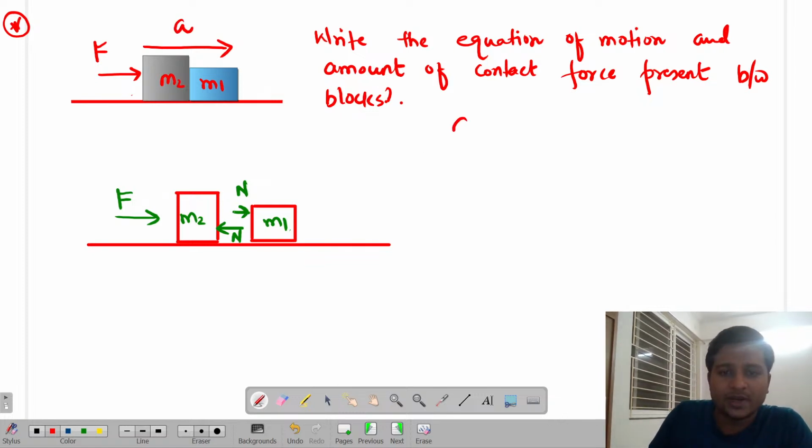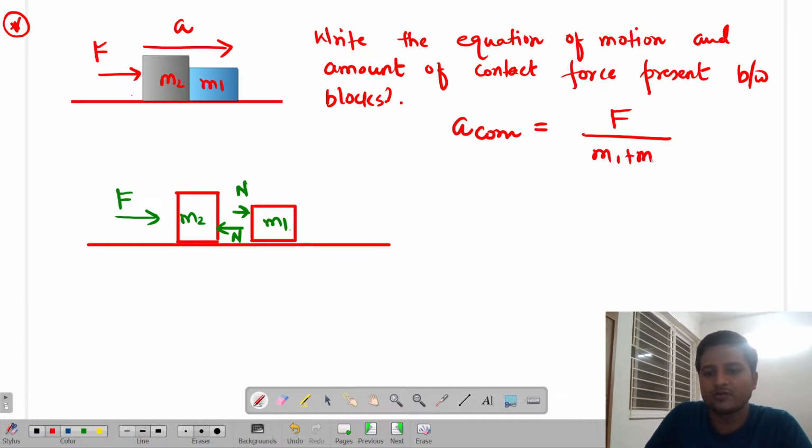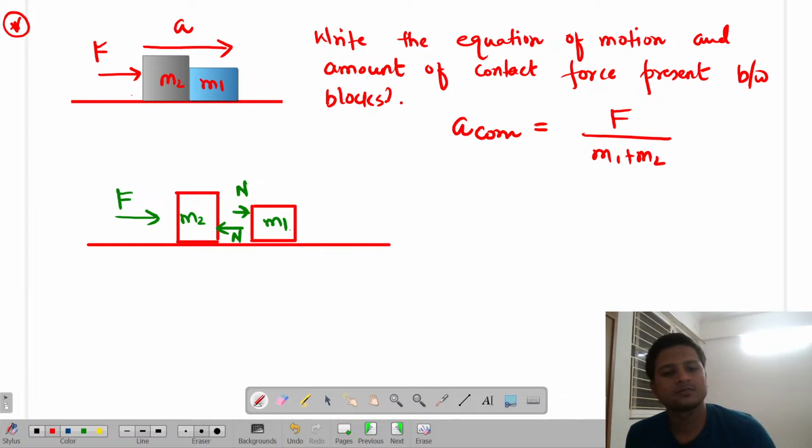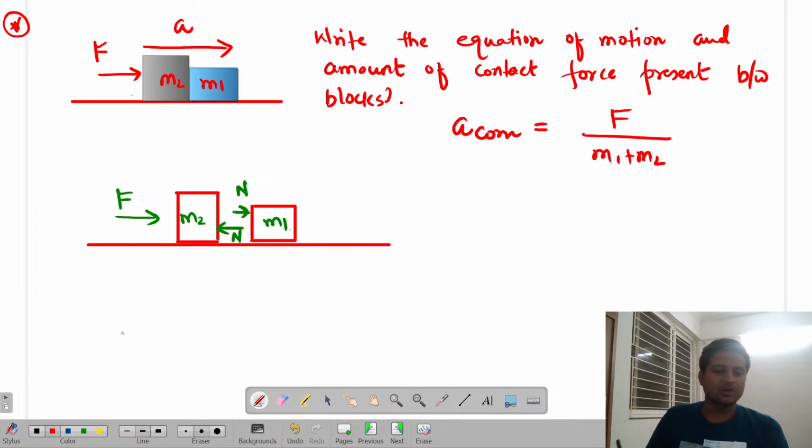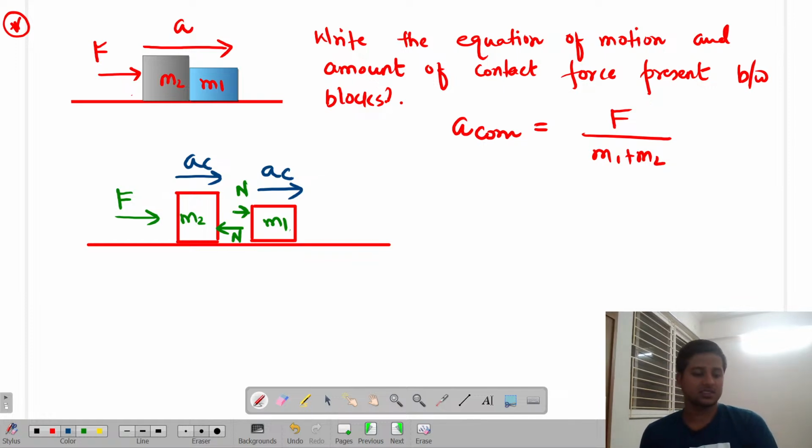Look carefully at what the common acceleration will be. We know that the force you applied divided by the total mass of the system will provide me the common acceleration. So basically, these normals are doing the same thing. If I look at M2, the force F is providing the acceleration, while on M1, the normal is providing me the acceleration. But which acceleration? Since both of these blocks are moving with common acceleration, both of these bodies have a common acceleration AC.